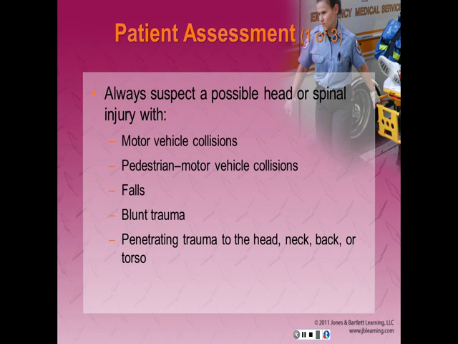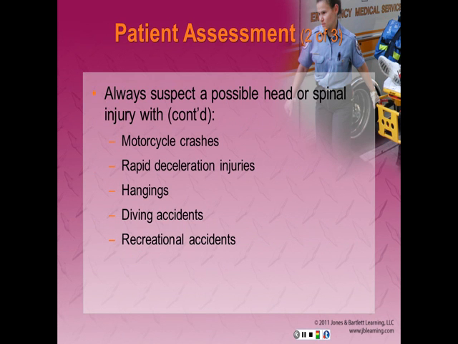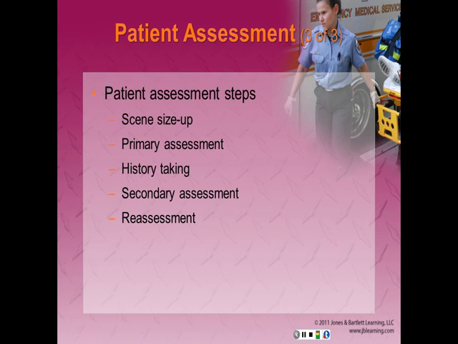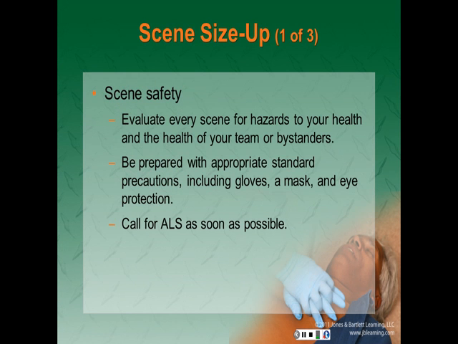Patient assessment. You should always suspect a possible head or spine injury anytime you encounter one of the following mechanisms: motor vehicle crashes, pedestrian motor vehicle collisions, falls, blunt trauma, penetrating trauma to the head, neck, back, or torso, motorcycle crashes, any type of rapid deceleration injury, hangings, diving accidents, or recreational accidents. The patient assessment steps are always the same. Scene size up, primary assessment, history taking, secondary assessment, and reassess.